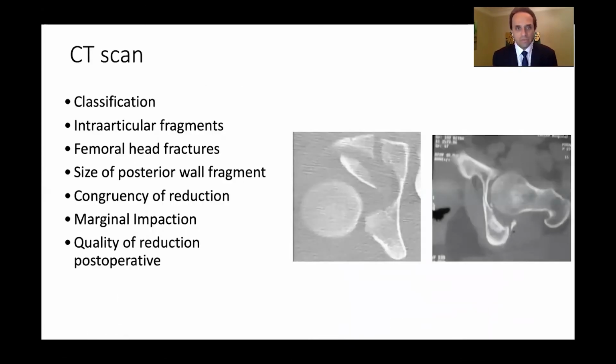Then we come to the CT, which is very important in acetabular fractures because we need to know the classification of acetabular fractures. It will show us intra-articular fragments, whether large or small like this. It will show us if there is a femoral head fracture or no, the size of the posterior wall, if it's small or if it's large, the congruency of the reduction, the marginal impaction like the one you see here, and the quality of reduction post-operative.